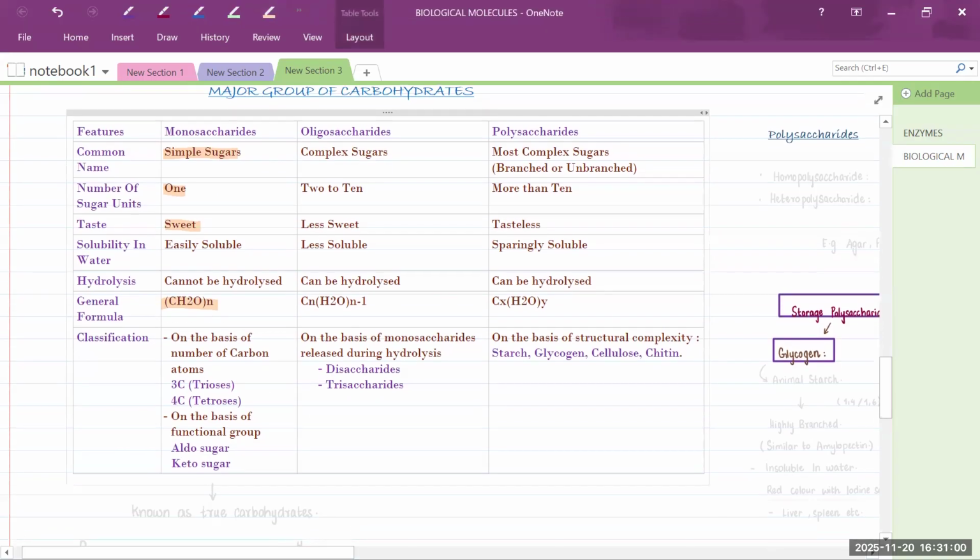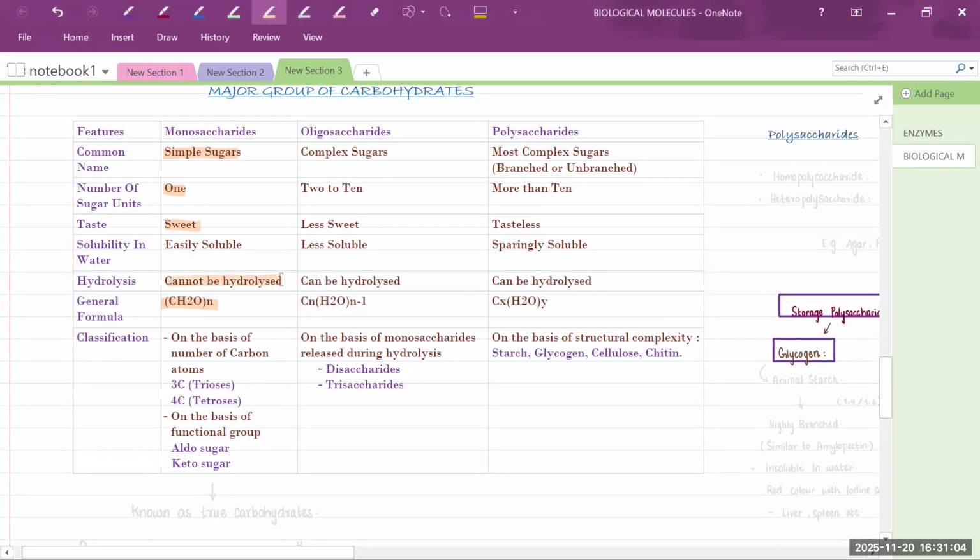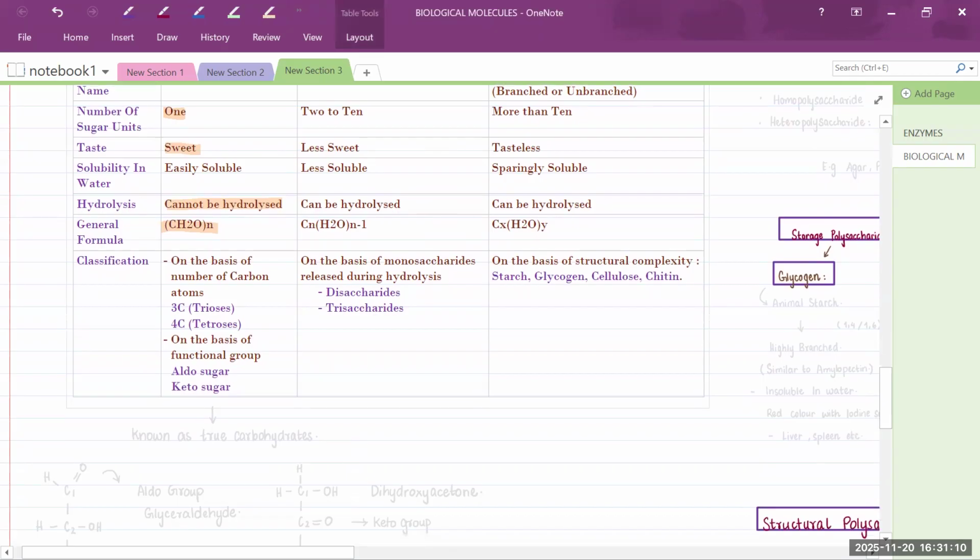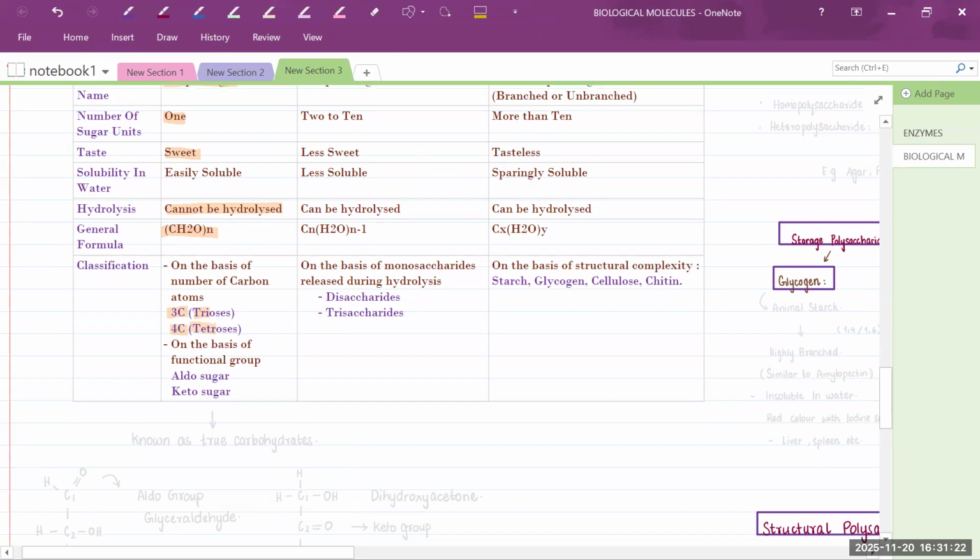Also, since we have only one sugar unit, that means it cannot be hydrolyzed. What will it hydrolyze into? There's only just one unit. They are classified on the basis of two things. First, on the basis of number of carbons. If you have three carbons, it is known as trioses. If you have four carbons, it is known as tetroses. And if you have five carbons, it will be pentoses.